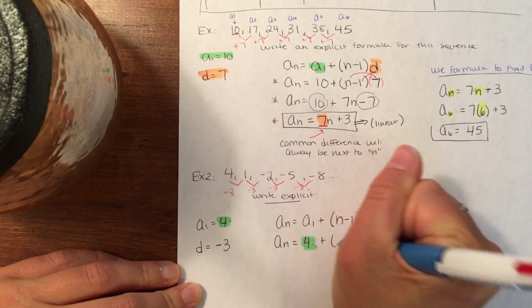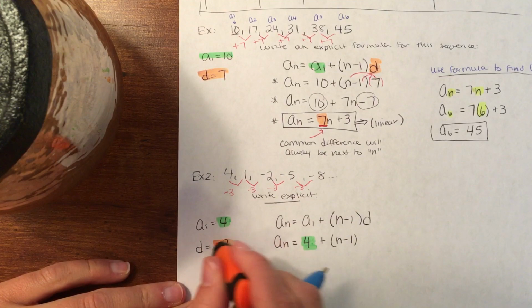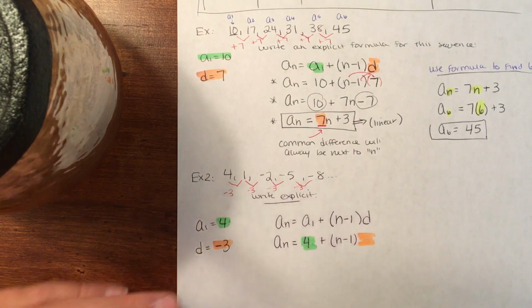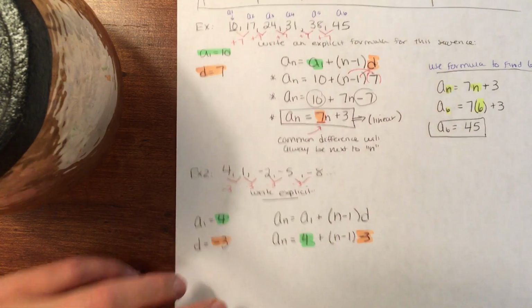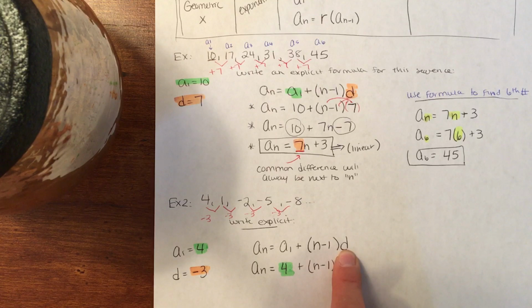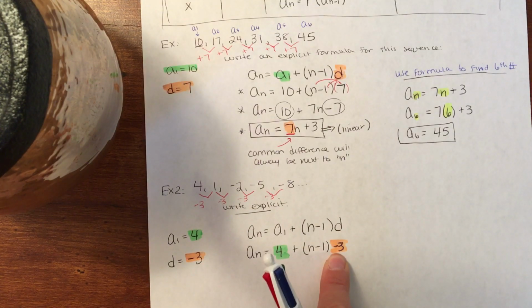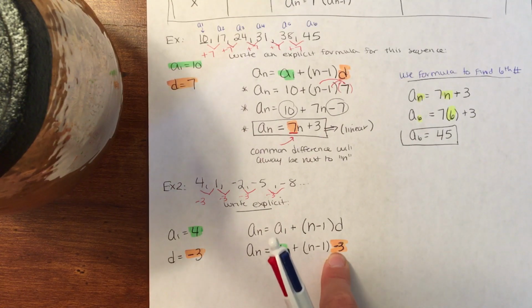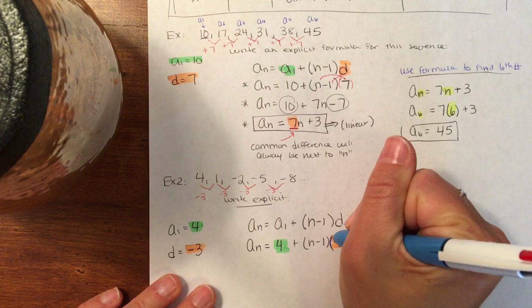4 plus n minus 1 times my common difference goes at the end. Now be really careful here. Let me show you what happens when I plug the -3 in here. Okay, that no longer looks like it's multiplying, right? My common difference is supposed to multiply itself into these parentheses. If I have a -3 sitting there, it no longer looks like it's multiplying. It looks like subtraction. So in this case, I have to put parentheses.